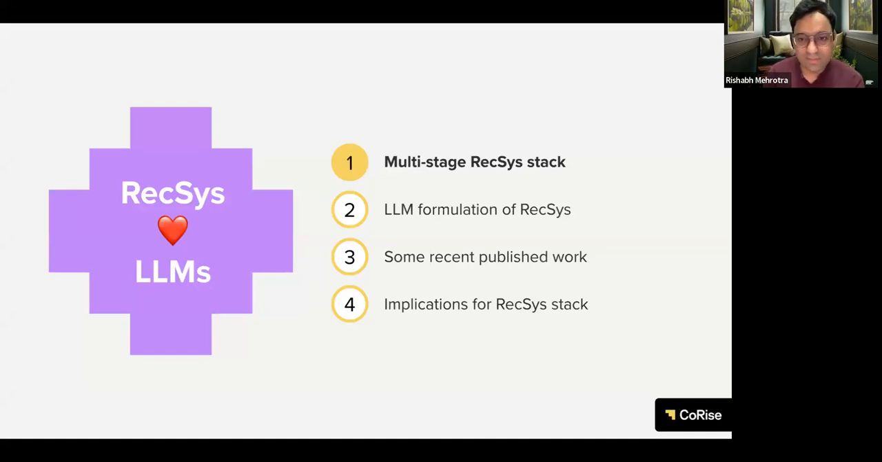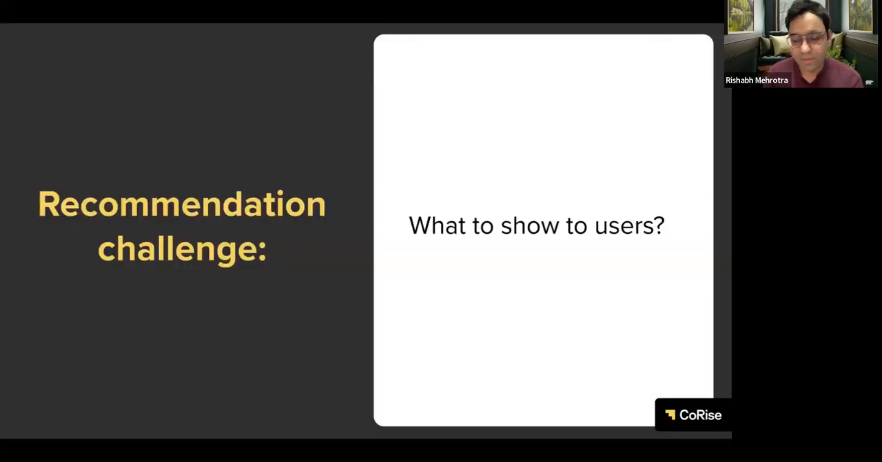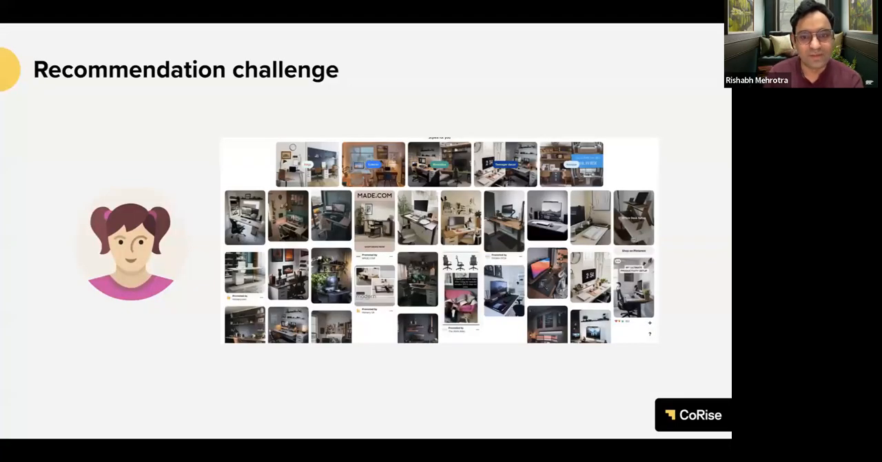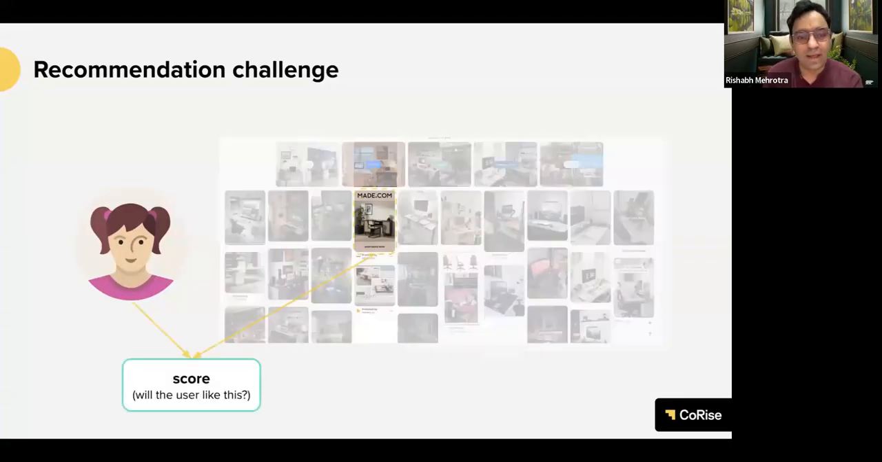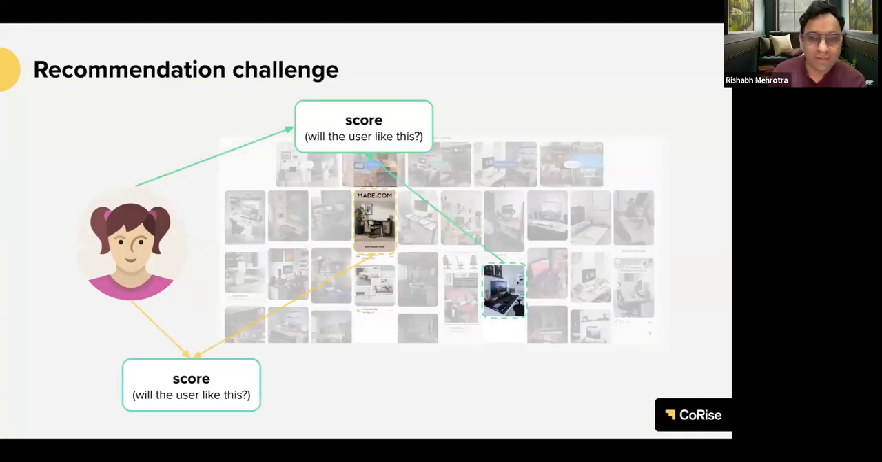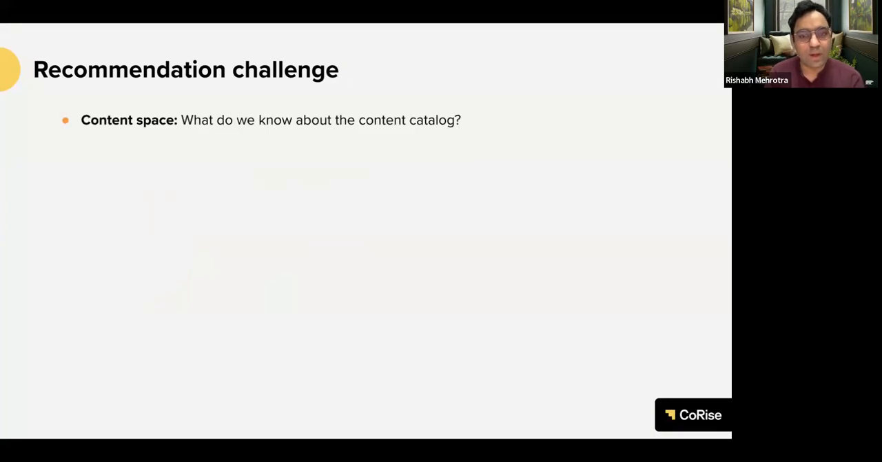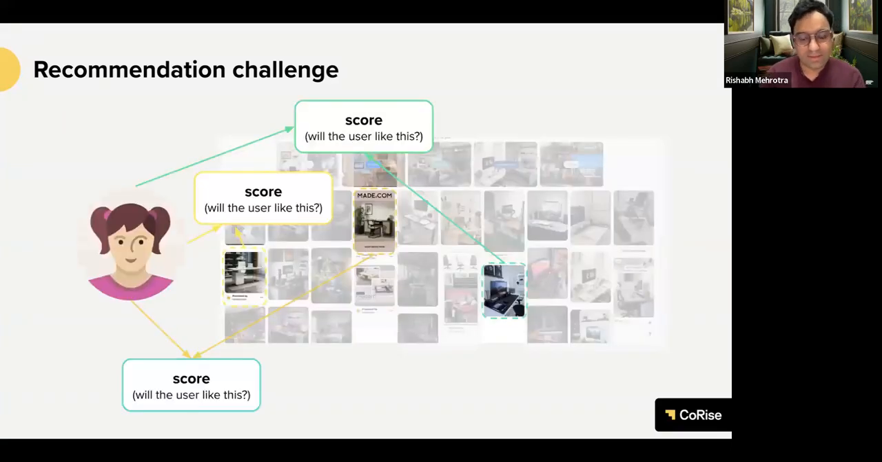We're going to start with a quick introduction to the recommendation problem. The core challenge here is what to show to users. There's a user, there's a bunch of items, and will the user like this item? Will the user like the other item? What does the score of this user-item pair look like? The problem is that, especially if you have a large content catalog, how do we score user-item pairs so that we know which content the user might be interested in, and then recommend that to the user?